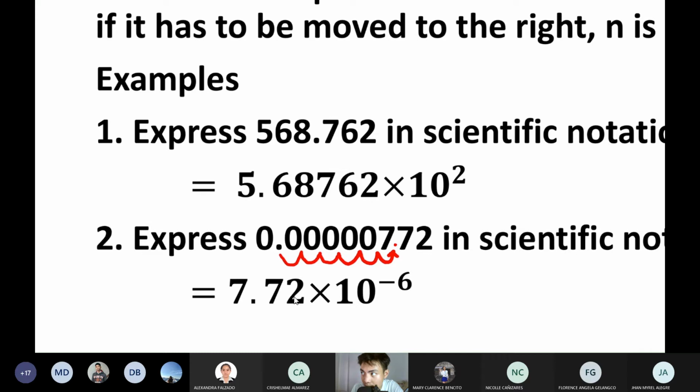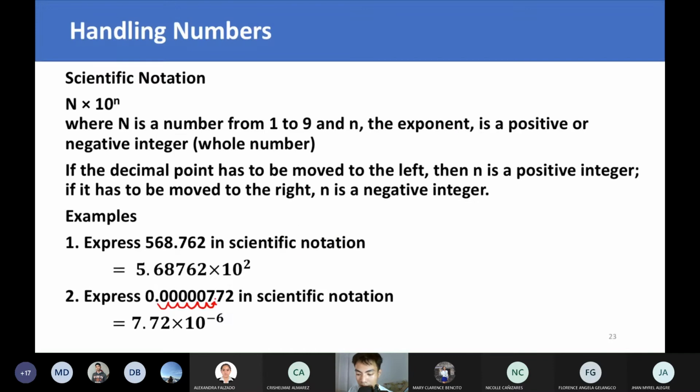So, copy mo na yan, 7.72 times 10 raised to how many steps? Ilan? 6 steps to the right. Okay? So, 6 steps to the right, so that means negative 6 ang aking exponent. Okay? So, that's how we write scientific notations. Okay? So, yun lang.